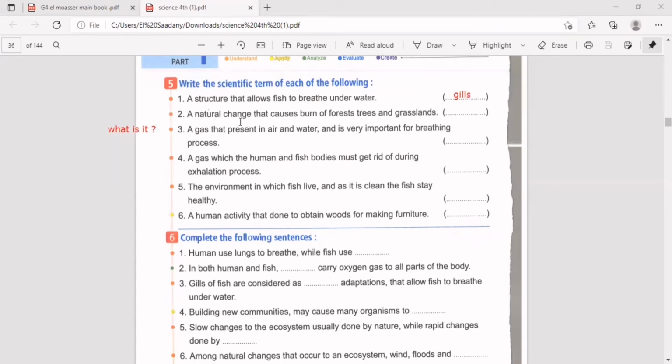Second question. A natural change that causes burning of the forests or trees and grasslands. What is the natural change that causes burning of forests, trees, and grasslands? It's wildfire.